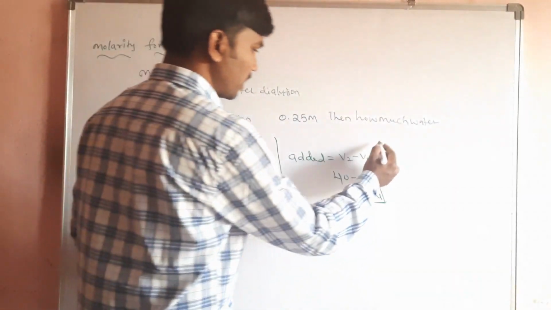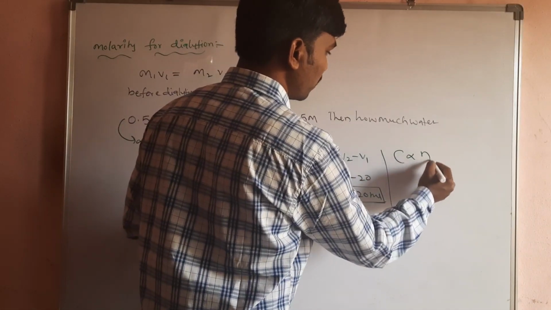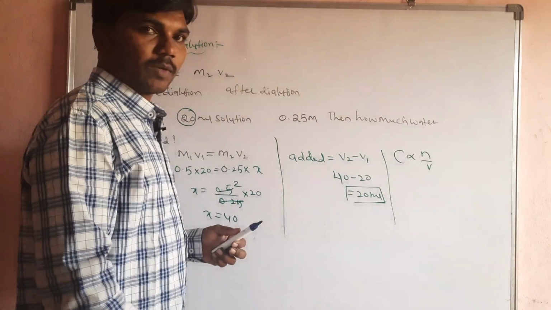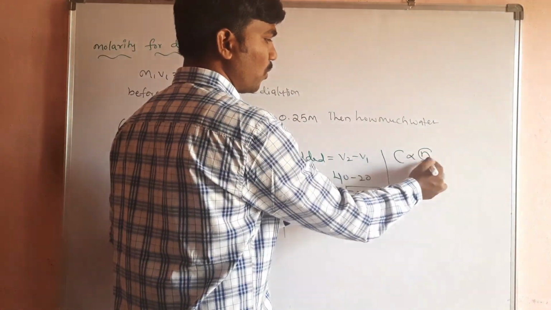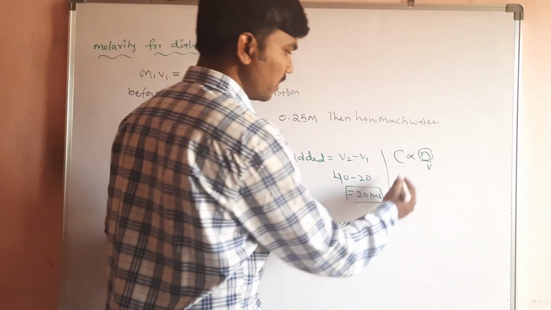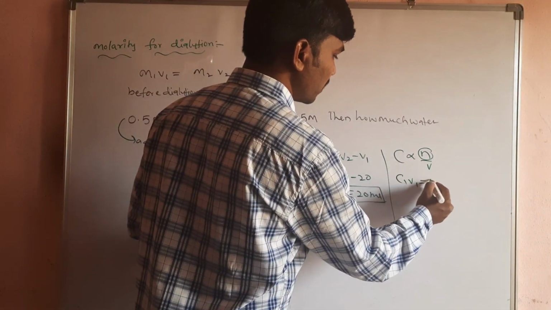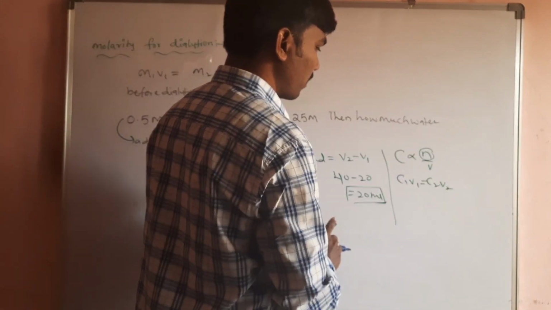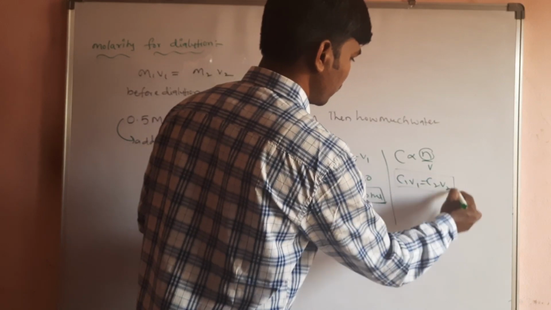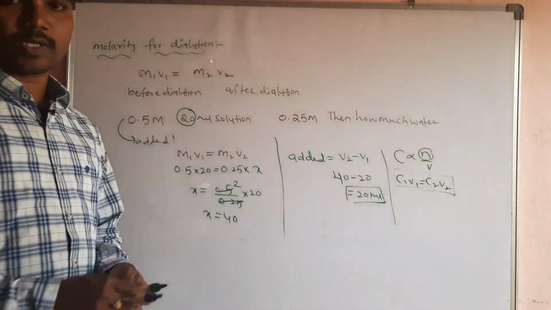We can solve it like this also. Concentration C is directly proportional to n by V, and the number of moles is fixed. So that's why C1V1 is equal to C2V2. By using this formula also, we can solve this numerical problem.